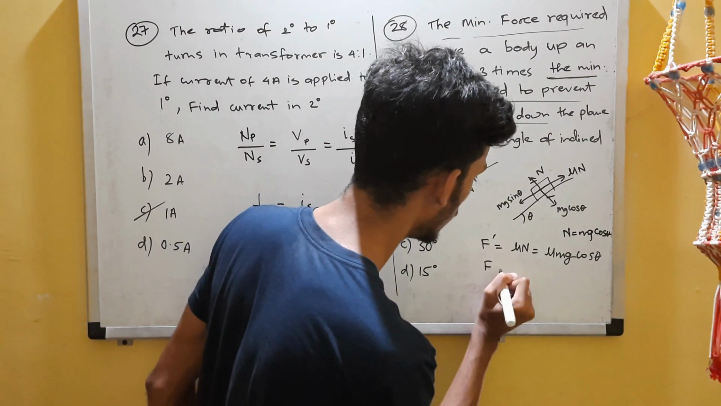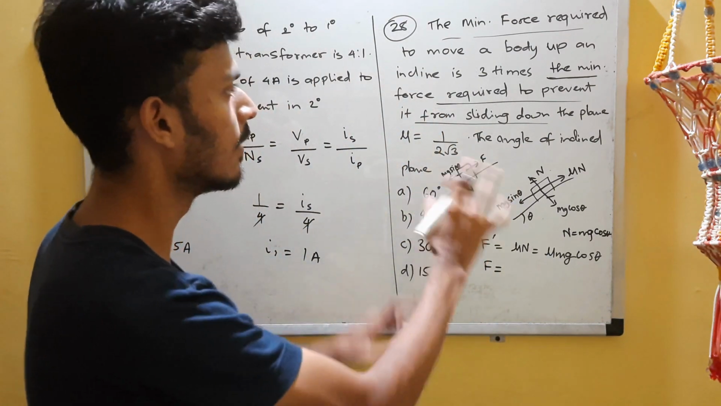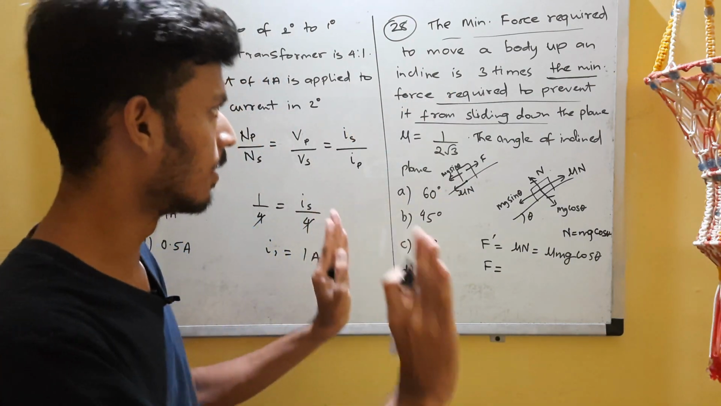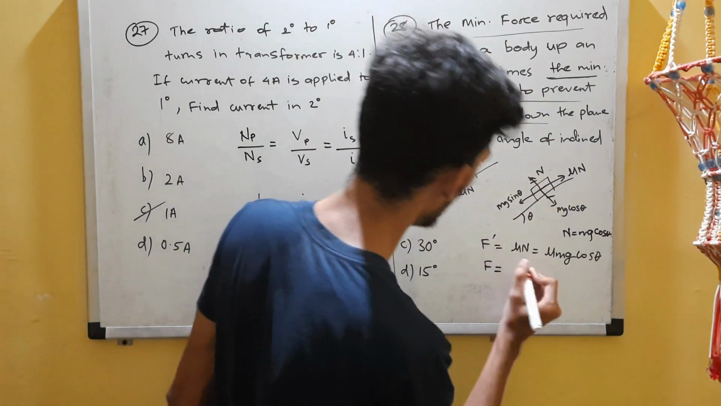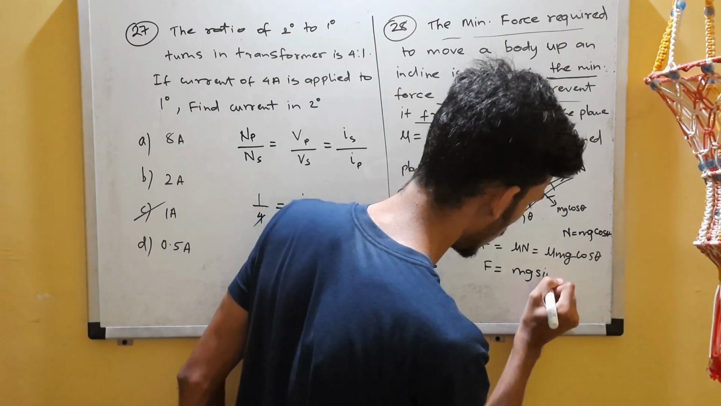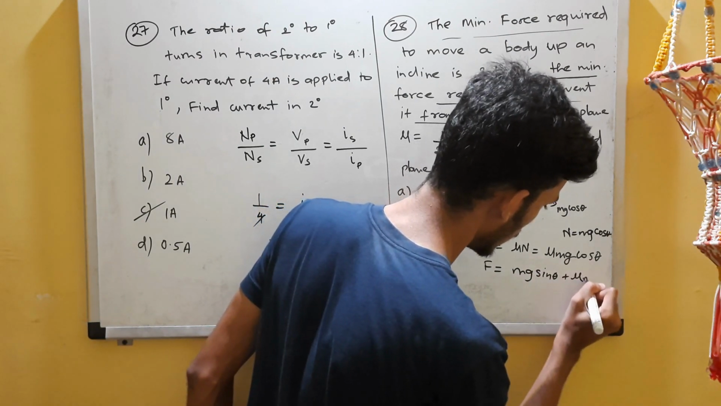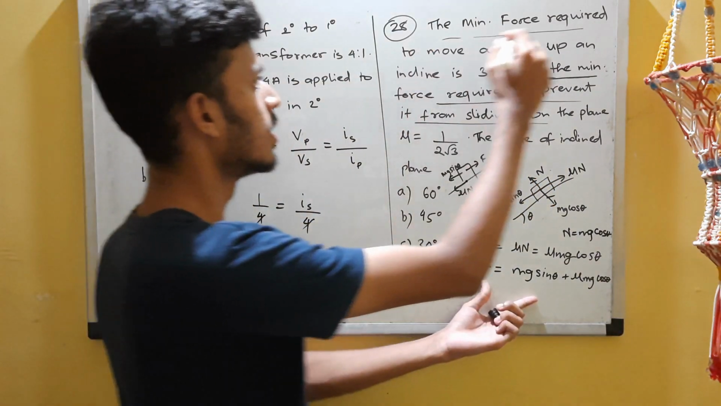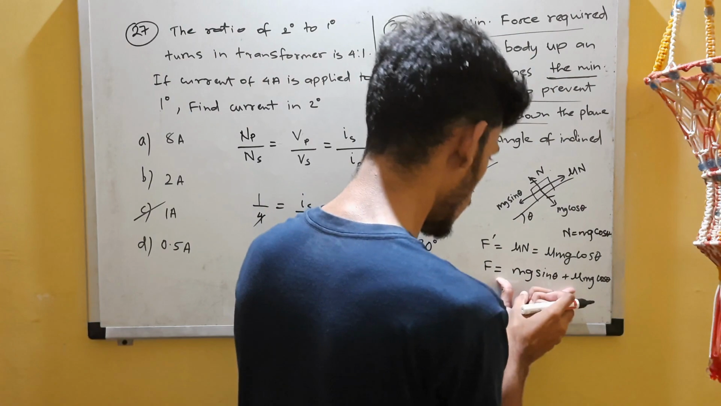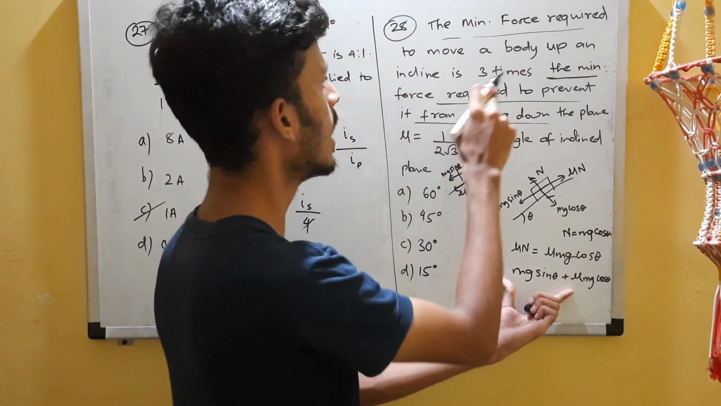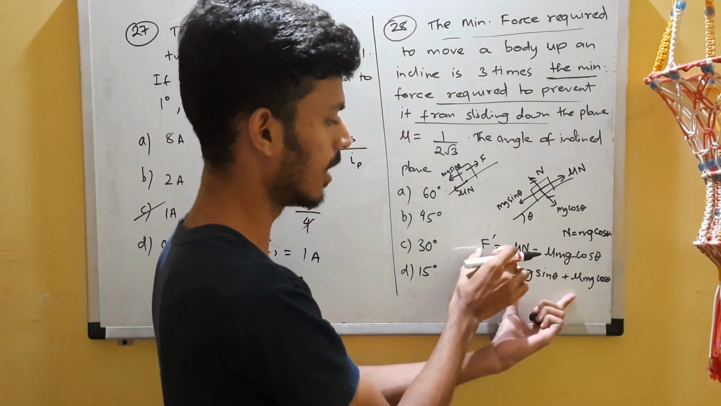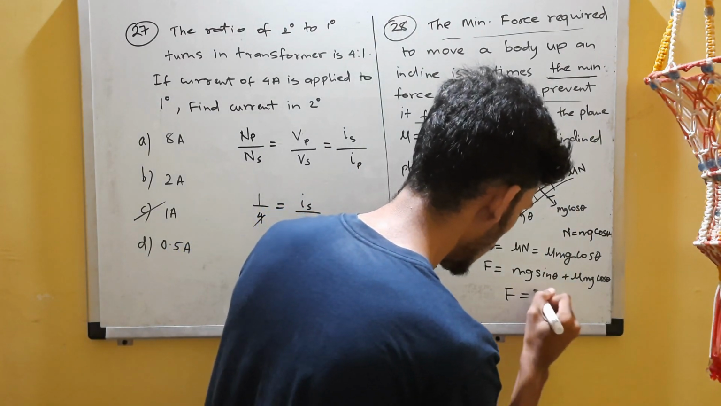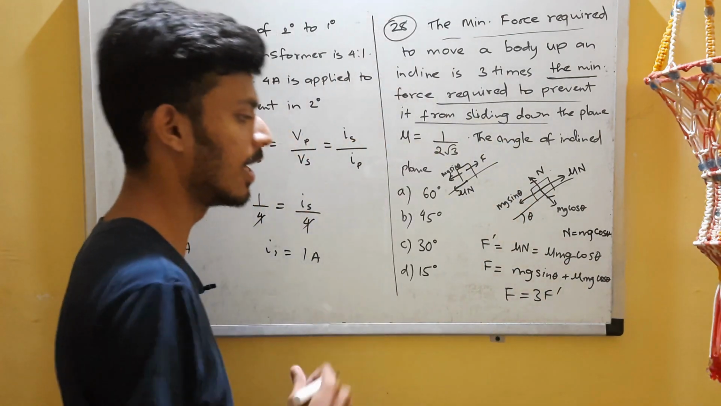And minimum force means these will be equal. Actually, this force should be greater so that our block moves up, but they are saying minimum, so we can equate them. So F is mg sin theta plus mu mg cos theta. This is the other force. The minimum force required to move the body up is 3 times the force required to prevent it from sliding.